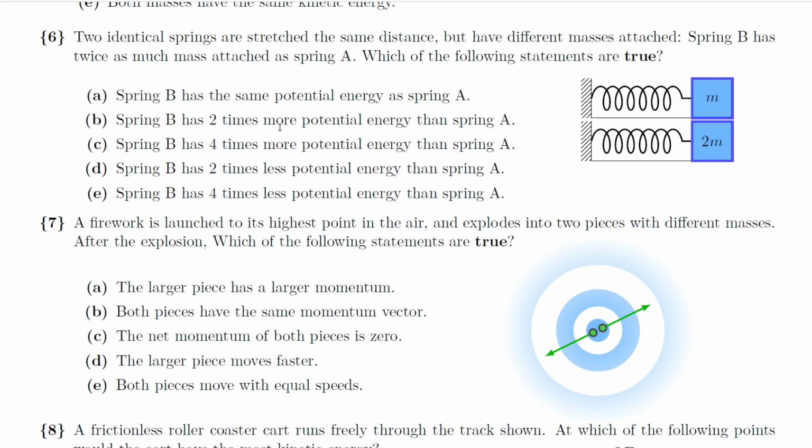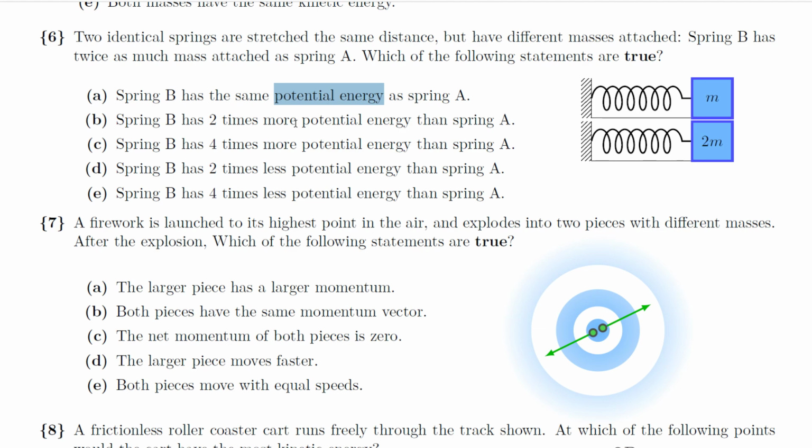we're going to do one more of these, but for this spring setup. So 2 identical springs are stretched the same distance, but have different masses attached. Spring B has twice as much mass attached as spring A, and we want to find what's true. Now, they're all talking about potential energy here, and we know that the potential energy stored in a spring only depends on a couple of things.